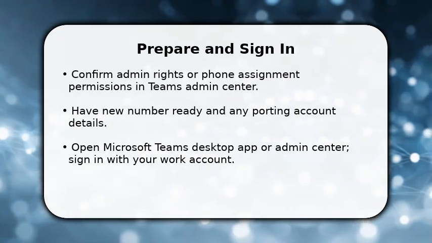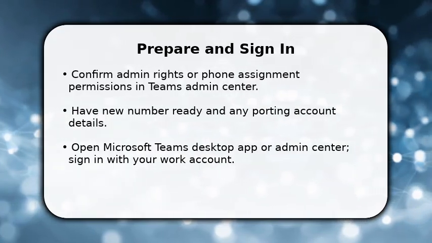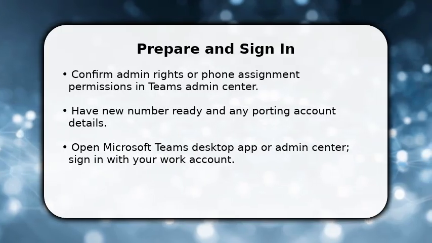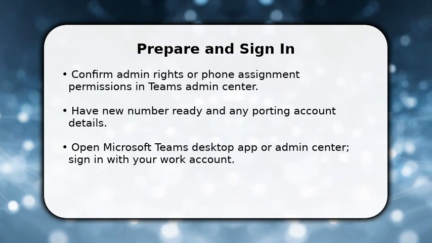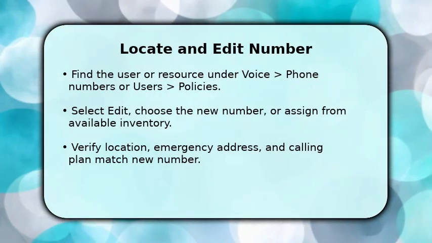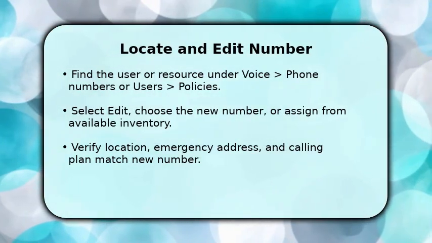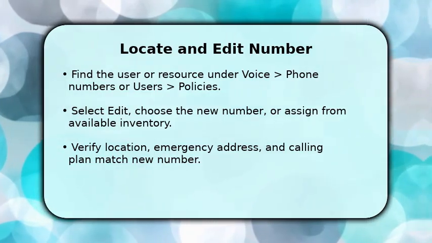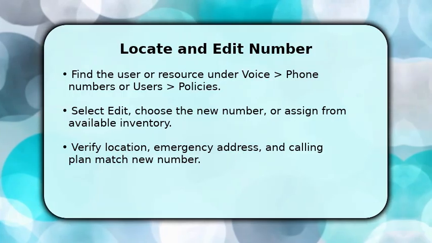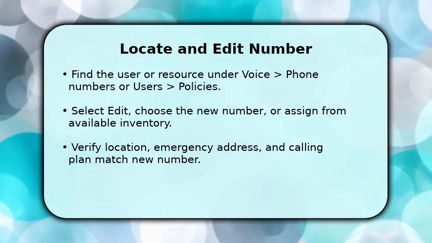This avoids delays. Now proceed to the user or resource whose number you'll change, because that's where you'll apply the update. Once you're on the user or resource page, click the phone or voice settings to edit the assigned number. You'll either pick a number from inventory or enter the porting details. Choose carefully to match the correct region and emergency address.